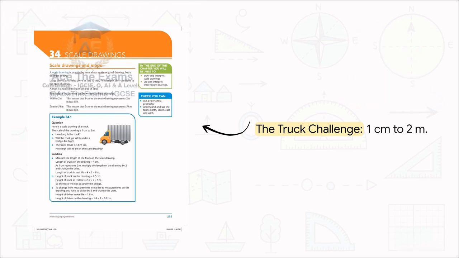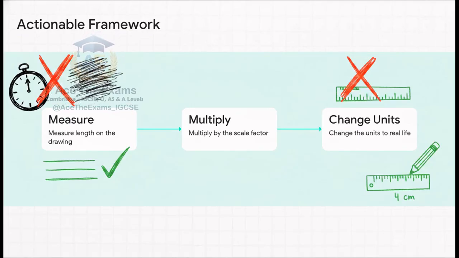By explicitly showing your measurement and calculation, you guarantee yourself full marks even if your hands are shaking and you make a tiny arithmetic error along the way. Let's distill that down into pure strategy. Here is your ultimate 3-step actionable framework. Step 1. Measure on the drawing. Step 2. Multiply by the scale. Step 3. Change the units to real life.